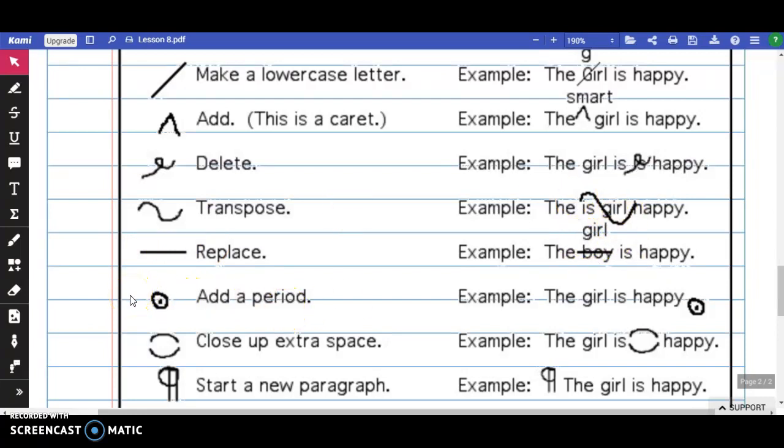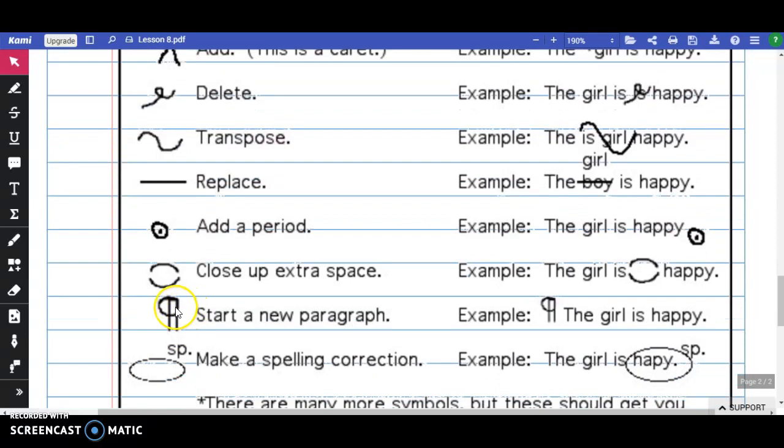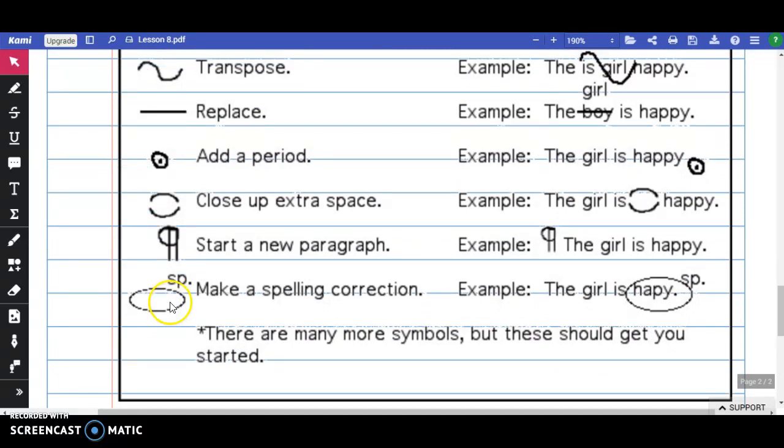When a period needs to be added, add the period and circle it. When there is extra space, show that you need to close up that extra space by putting in some sideways parentheses. When a new paragraph needs to be started, the symbol to show that is a backwards P with 2 vertical lines. When there's a spelling error, circle it and write SP to show that there is a spelling error. There are many more symbols, but these should get you started when editing papers that are handwritten.